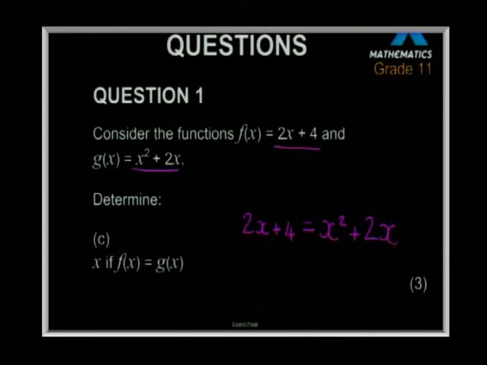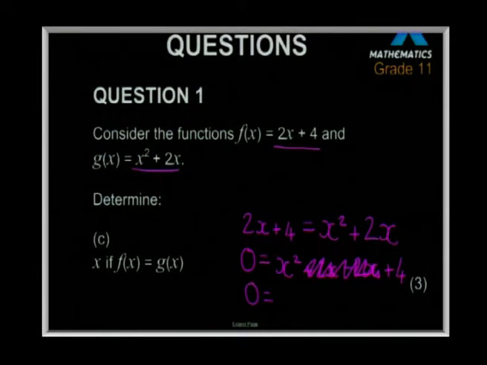Because it is a quadratic equation, we need to move everything over to the same side. So we have x squared plus 2x minus 2x. It becomes nothing, so you don't actually have to write it there. You can leave it out if you can see it immediately. However, I'd advise you to write as much as you can.